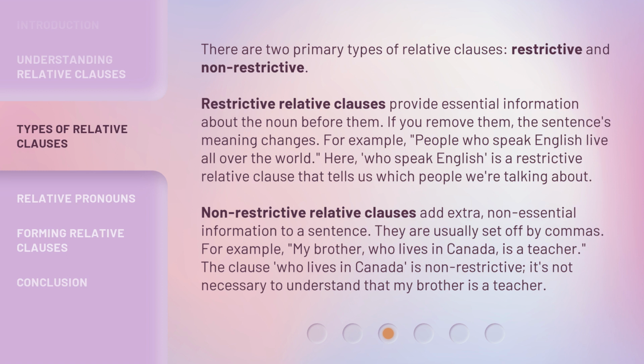Non-restrictive relative clauses add extra, non-essential information to a sentence. They are usually set off by commas. For example, my brother, who lives in Canada, is a teacher. The clause, who lives in Canada, is non-restrictive. It's not necessary to understand that my brother is a teacher.